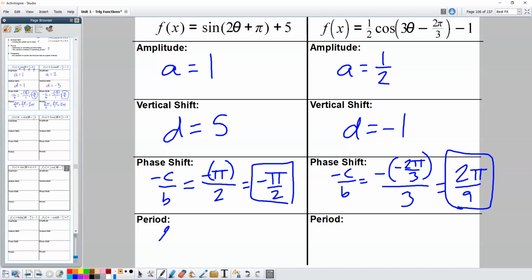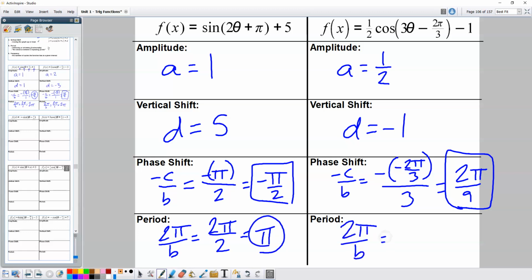Period is 2 pi over B. So that would be 2 pi over 2. That's just pi. This is 2 pi over B. This would be 2 pi over 3, and you can't simplify that any.